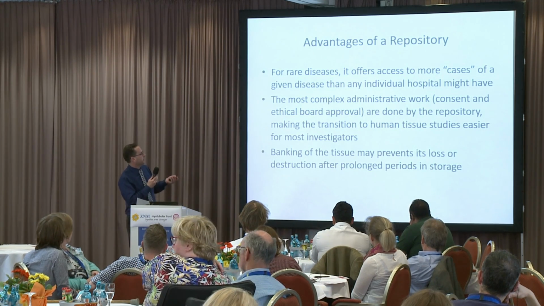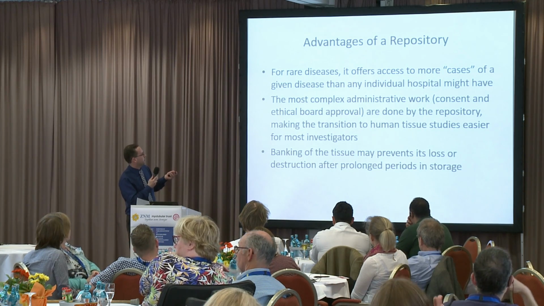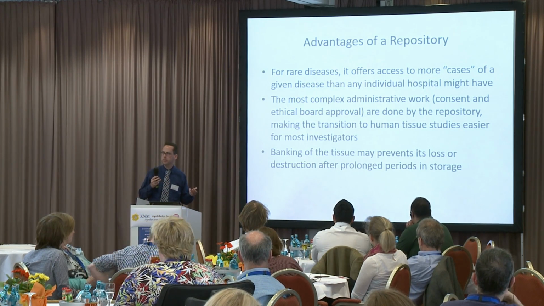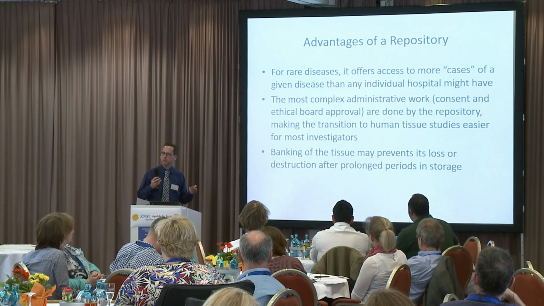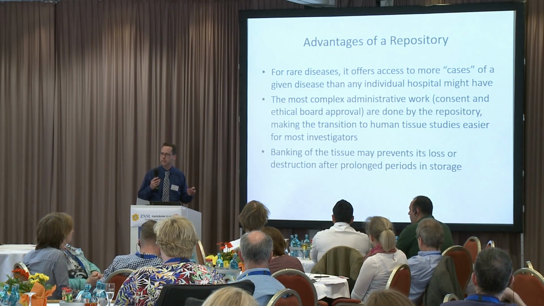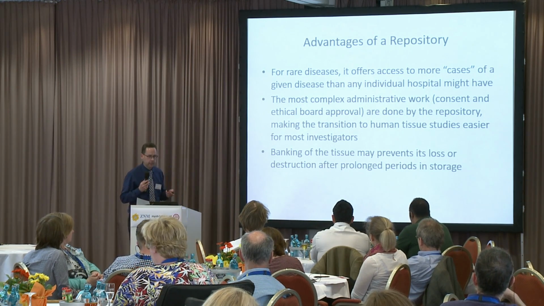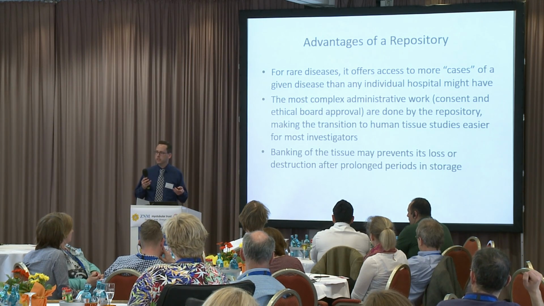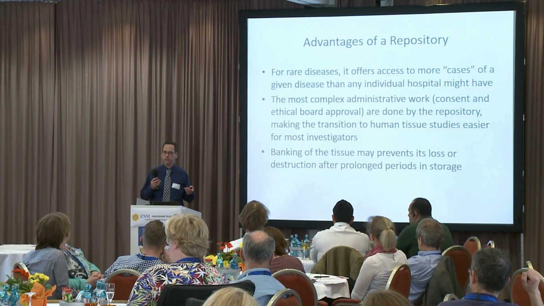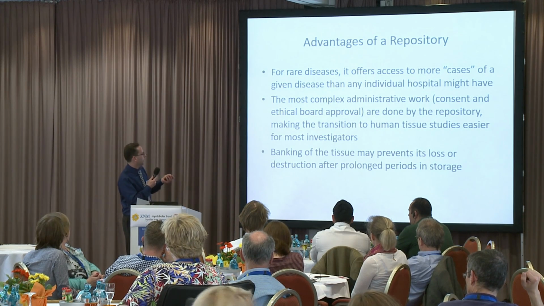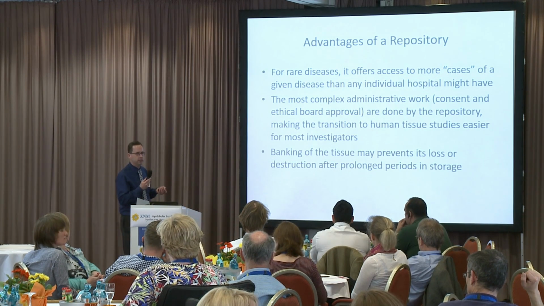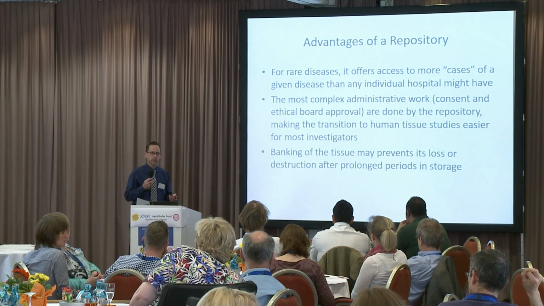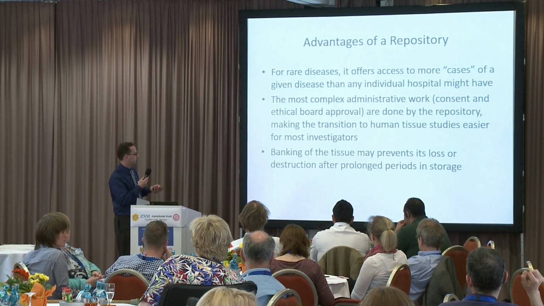Now, I touched on the advantages of a repository, so I'll skip over most of this. Really, for the purposes of the rare disease community, it's so that there are a couple of places in a given country or region where investigators will know that they can go for access to these rare disease tissues, and it makes it much easier on the administrative side. They can just say to their institution that consent has already been obtained for research.